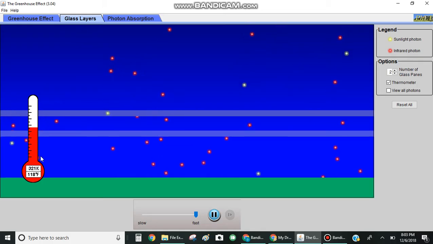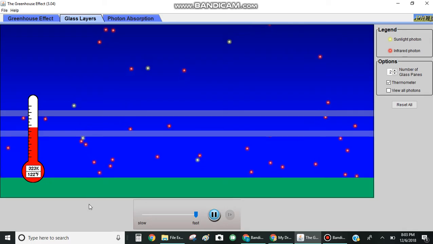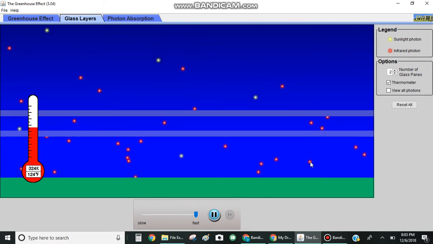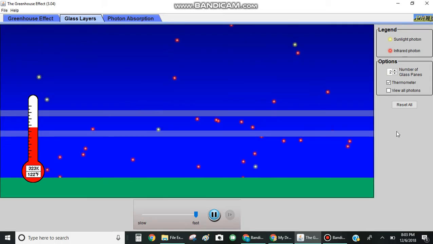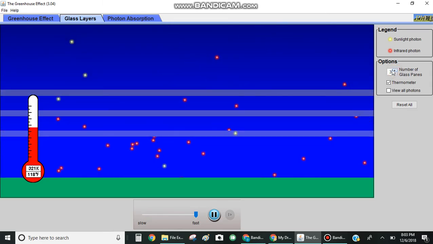You are now going to record the temperature, record what the yellow sunlight photons are doing, and record what the red infrared photons are doing. I am now going to up the number of glass panes to 3. Give it a second to adjust.